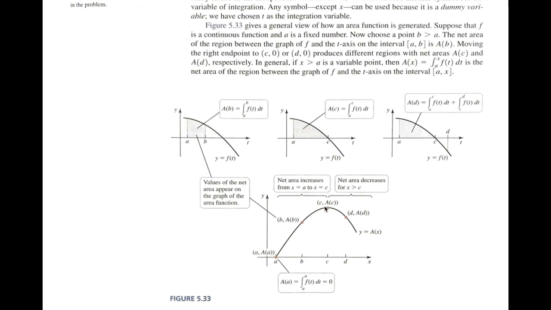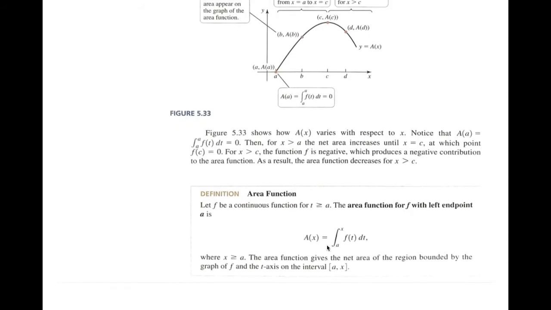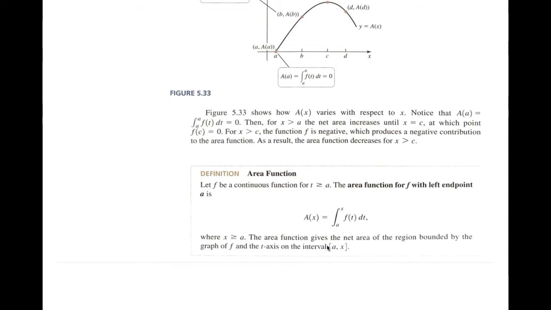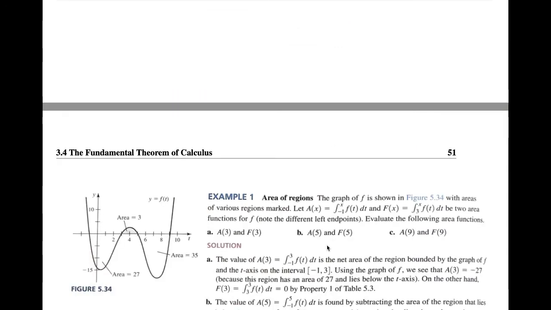If you go even more to the right, for instance till d, then you subtract the part of the area below the x-axis and the graph of the area function will decrease. Here you see again the official definition of the area function. As a first example, we have a function f, which is only given by a sketch of its graph, plus we happen to know the absolute values of these three areas here, so it's 27, 3, and 35.